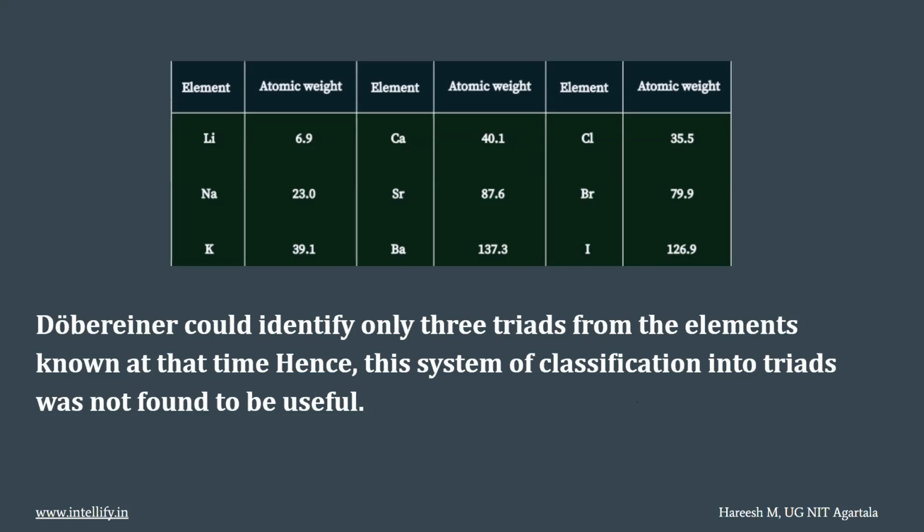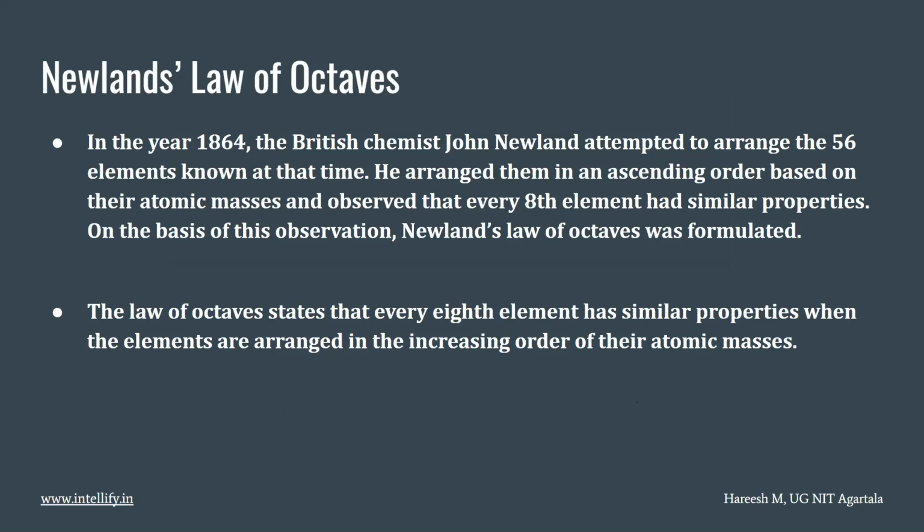So, another scientist stood up to help the community. His name was John Newland. In the year 1864, this British chemist attempted to arrange the 56 elements known at that time. He arranged them in ascending order based on their atomic masses and observed that every eighth element had similar properties. On the basis of this observation, Newland's law of octaves was formulated.